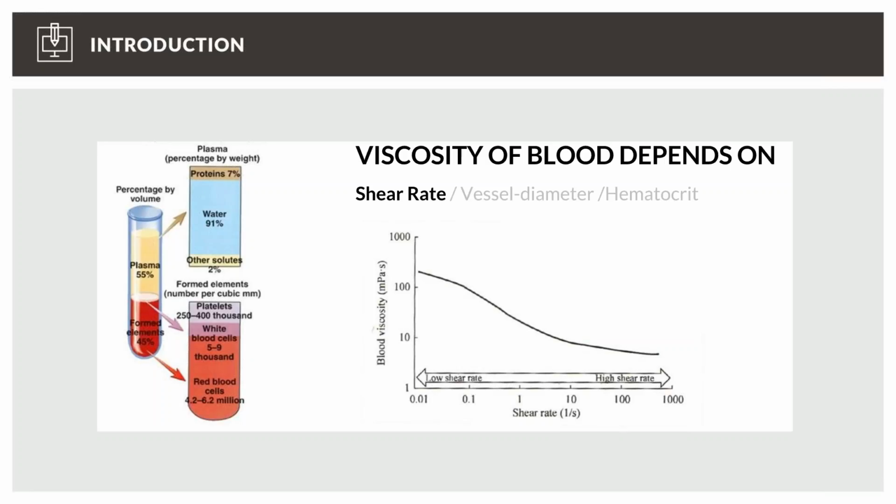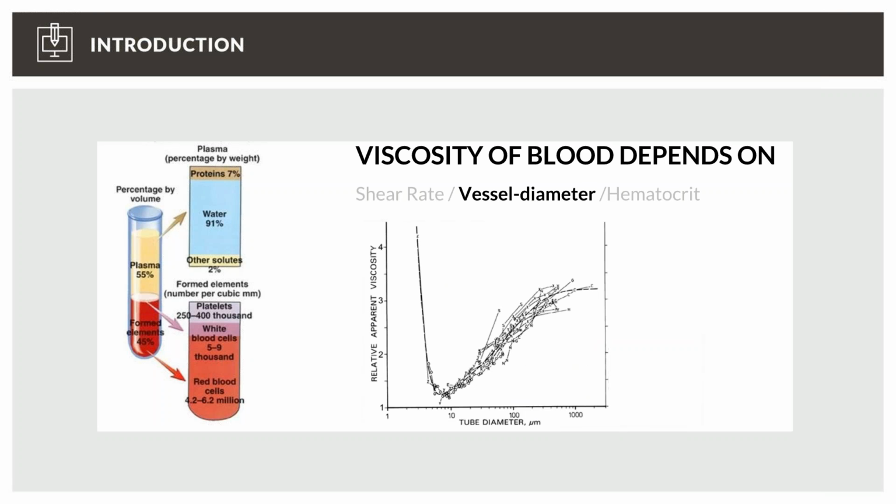And now we can move on to what the viscosity of blood depends on: three things, the shear rate, vessel diameter, and hematocrit. So let's talk about these more in detail. The first is the shear rate. Higher blood viscosities are associated with lower shear rates, and this means these are going to be thicker flows. A higher shear rate means the fluid is moving quicker and more easily through the body.